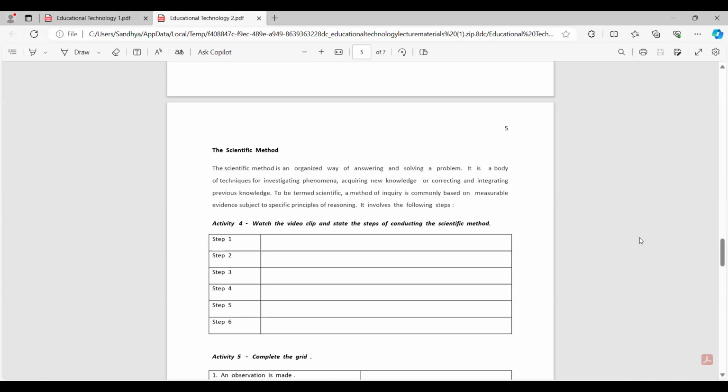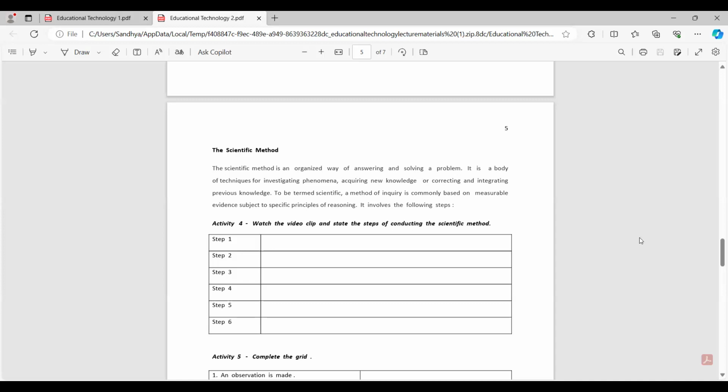It's trial and error learning, highly constructivist. So they first try something, and if it doesn't work, it doesn't matter, they will go for another trial and error. So all these things happen in the scientific method. Are you listening? Yes, ma'am.